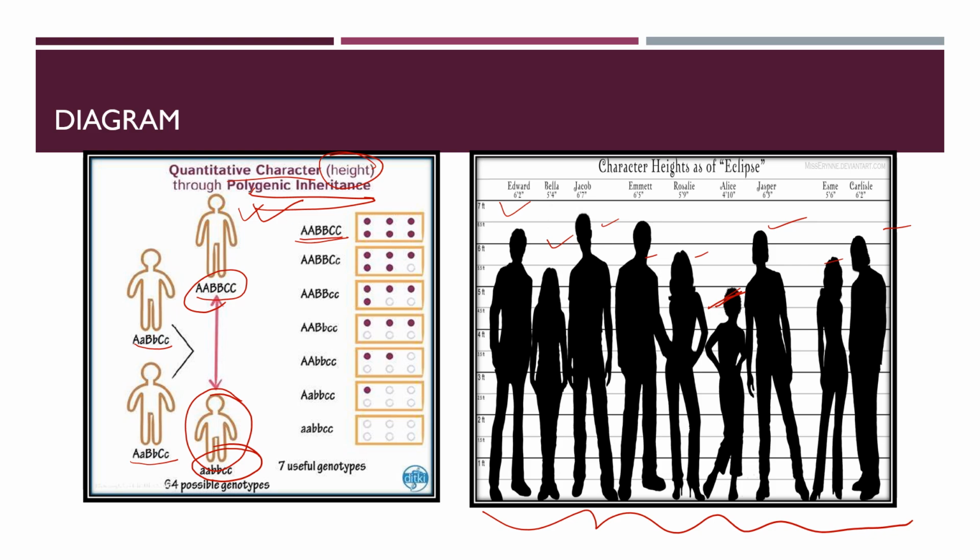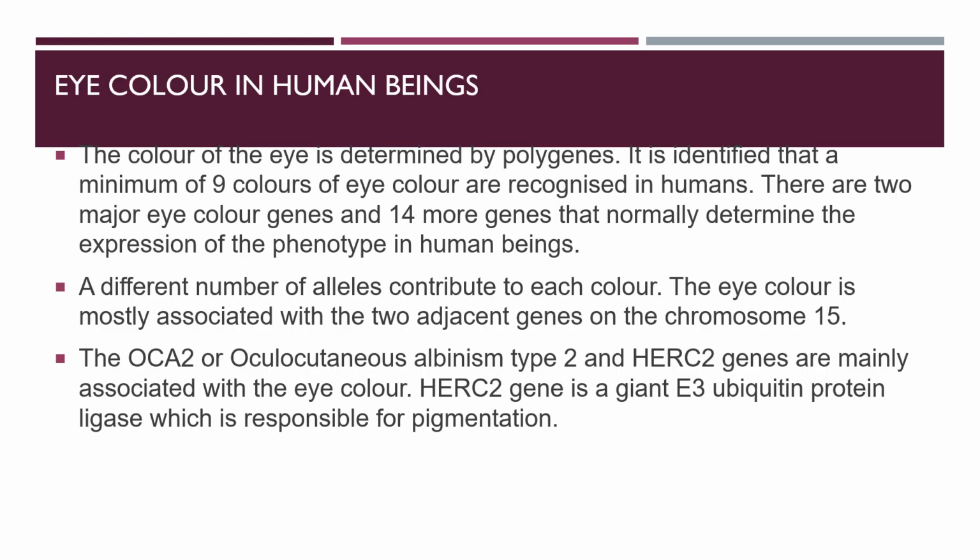So let us move on to the next one. The eye color in humans is another example. This is a bit difficult part, next to these two parts, so no need to learn or memorize that. I have written this just for an idea of it. You just go through it once.